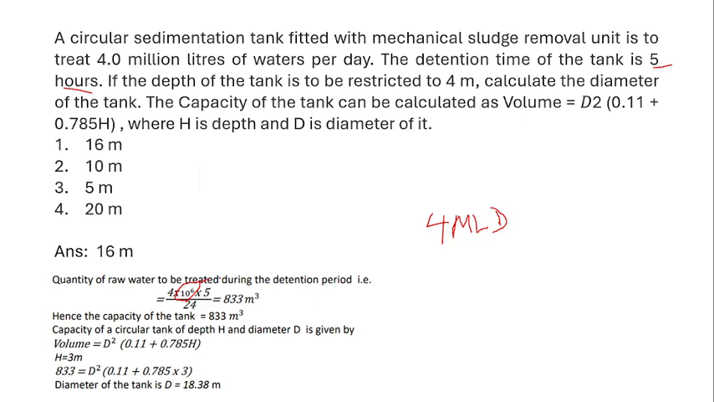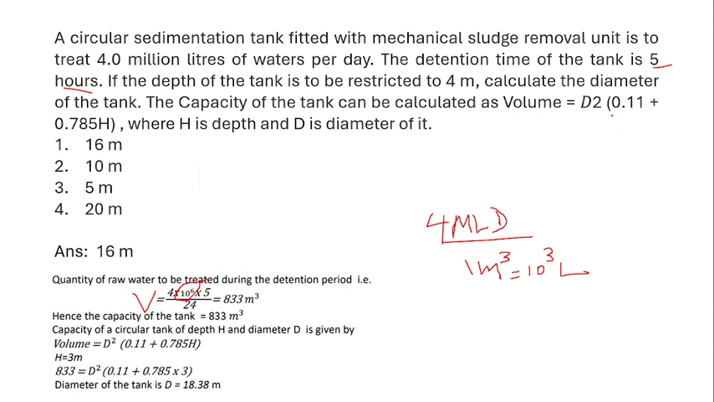So your value will be in liters. Since it is 4 MLD, value will be in liters. We have to convert the liters to meter cube. So we know that 1 meter cube is equal to 10 power 3 liters. So whatever value you are getting, we have to divide it with 10 power 3 to arrive at 833 meter cube. So now we have found the capacity of the tank, which is the volume.